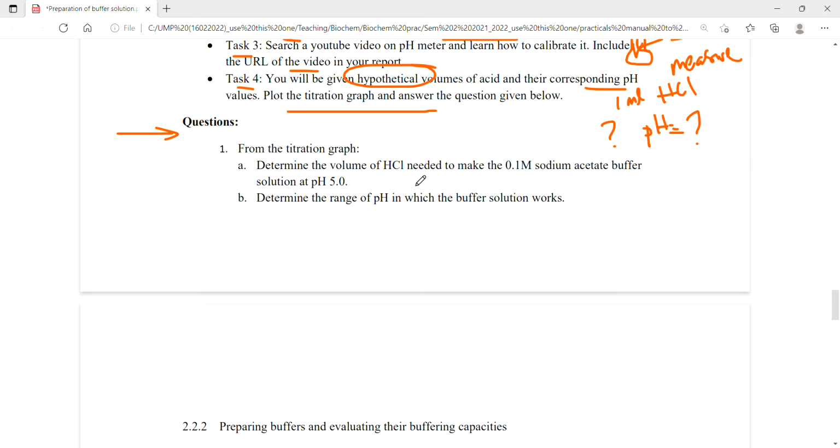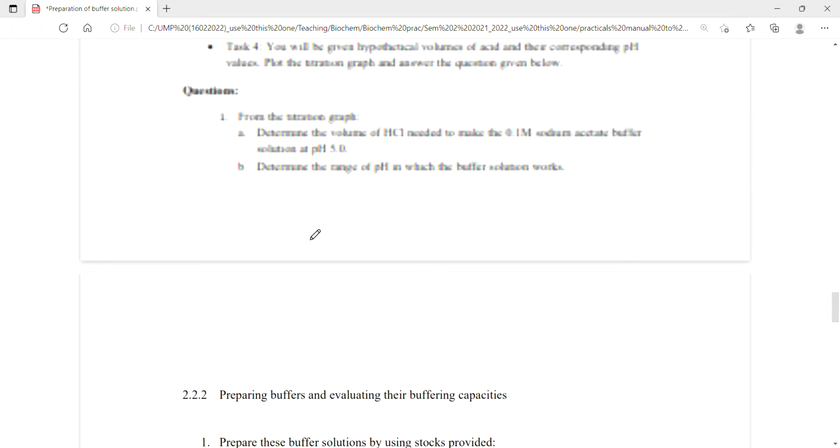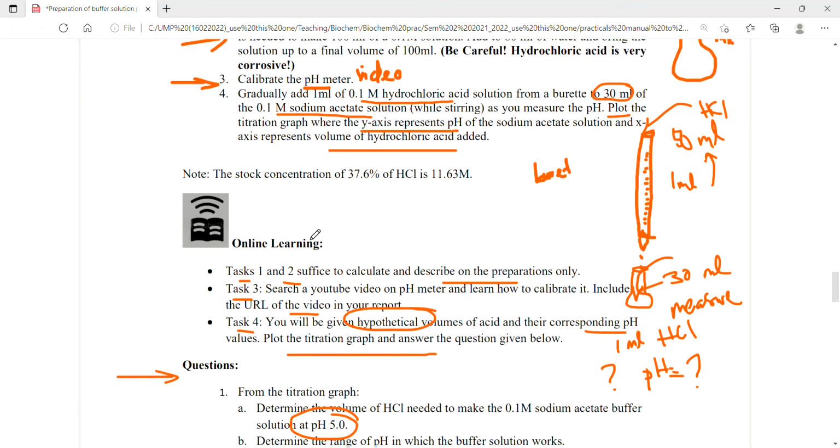Determine the volume of HCl needed to make 0.1 molar sodium acetate solution at pH 5. I'm not going to reveal so much. You need to do your part of finding out what the volume is from the graph. Determine also the range of pH. I think this is straightforward. I just gave you an idea on how to determine the range. Right, so that's done on part 1 in terms of lab work.